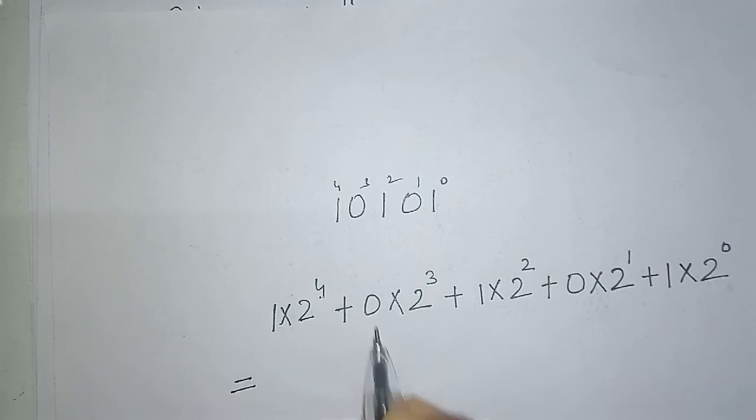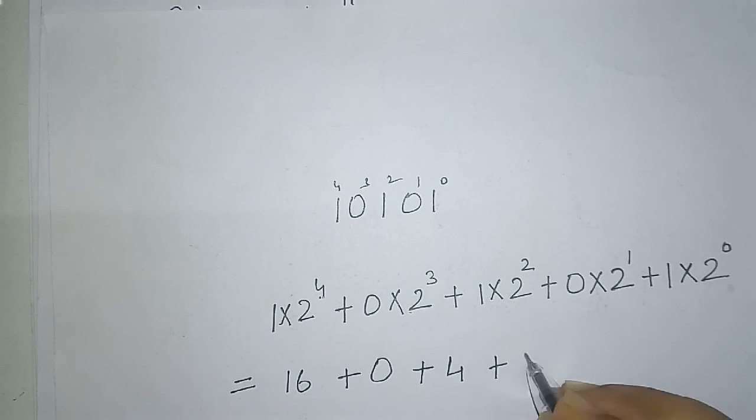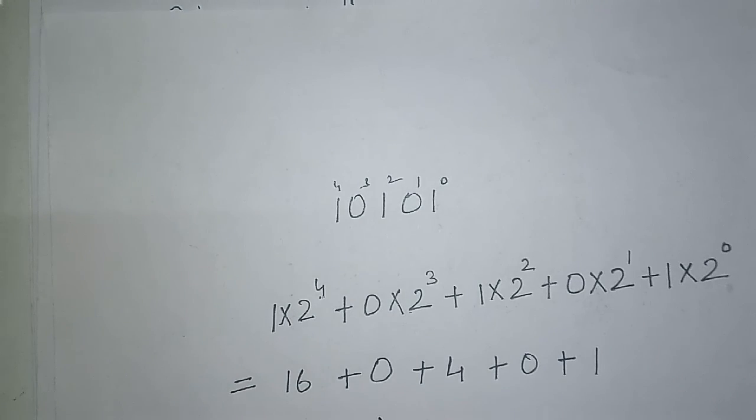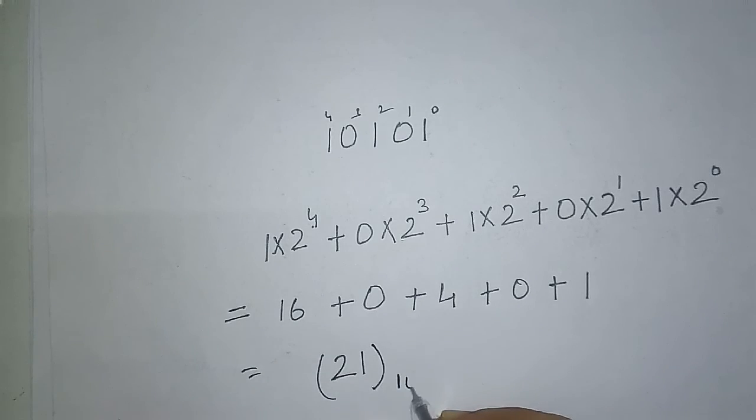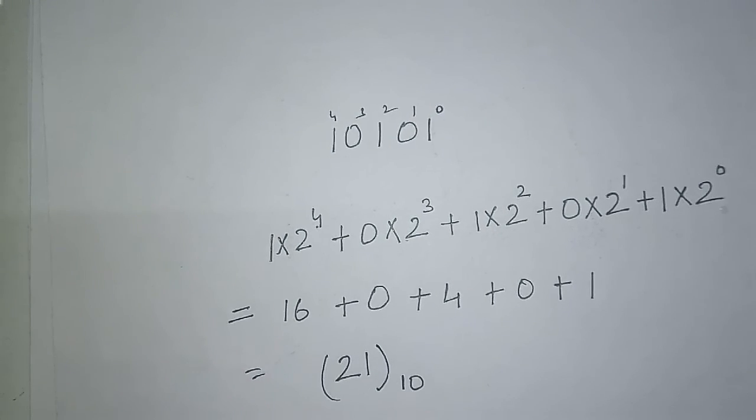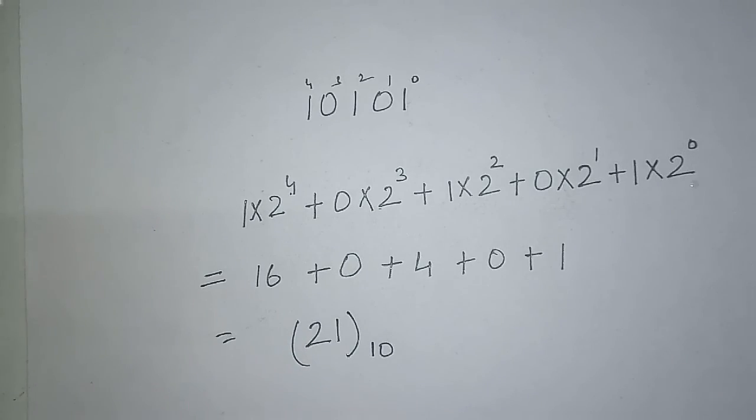Now let's do the mathematics. 2 to the power 4 is 16, plus anything multiplied by 0 will be 0, plus 4, plus 0, plus 1. So this equals 21 in the decimal number system. So this was all about the number system given in your book.